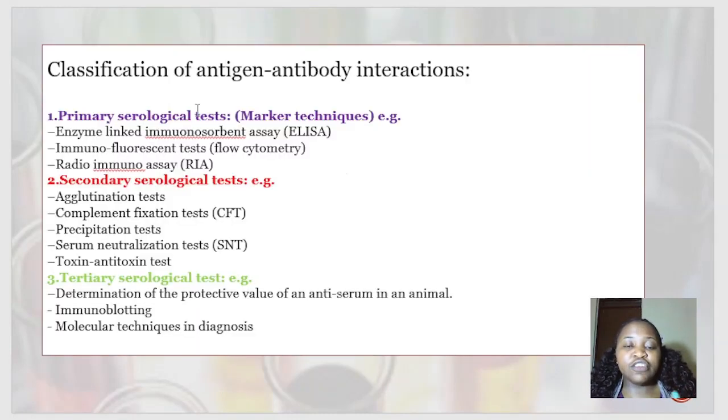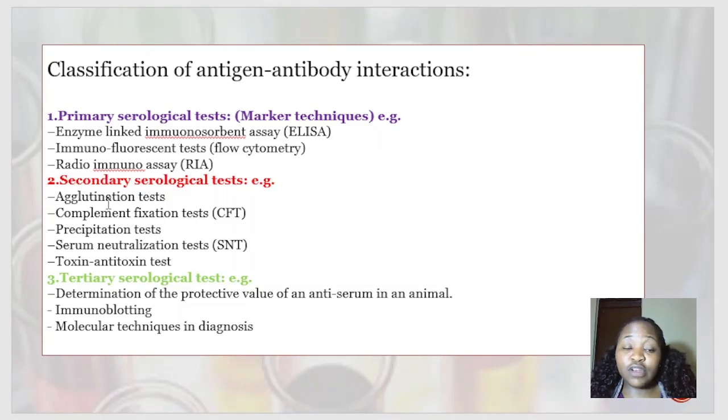So the classification of antigen-antibody reactions: we can have primary serological tests that use markers such as enzyme-linked immunosorbent assay, which is called ELISA. We also have immunofluorescent tests like flow cytometry, which we have done before, and we also have radioimmunoassay. We did radioisotopes, so here we just have the utilization of radioactivity in the context of antigen-antibody reaction.